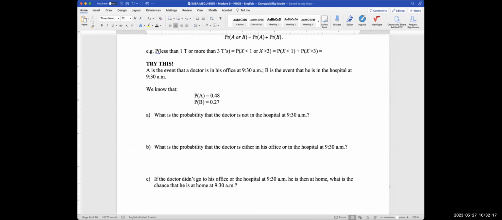This is about a doctor, and the doctor can either be in his office or in the hospital. And we assume that he could be other places. So we're going to say they're disjoint with other possibilities, but we're going to define A as the office and B as the hospital.